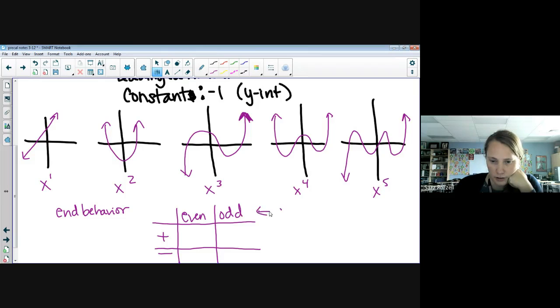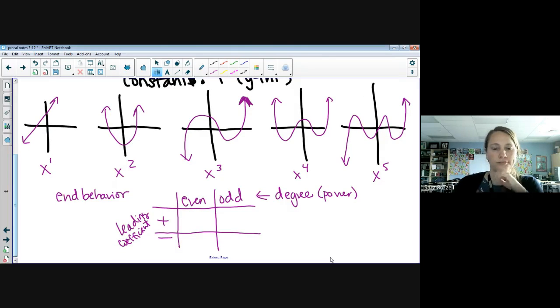This is degree or your power. These are your leading coefficients. So all the ones that we did on top were all positive leading coefficients, positive graphs.